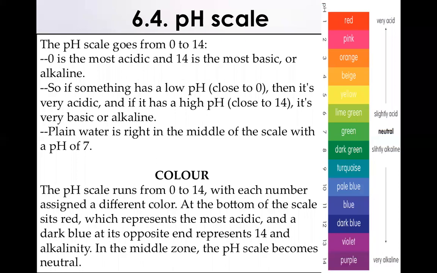The pH scale runs from 0 to 14 with each number assigned a different color. At the bottom of the scale sits red, which represents the most acidic, and dark blue, which is slightly purple or dark bluish, and it represents 14 and alkalinity.